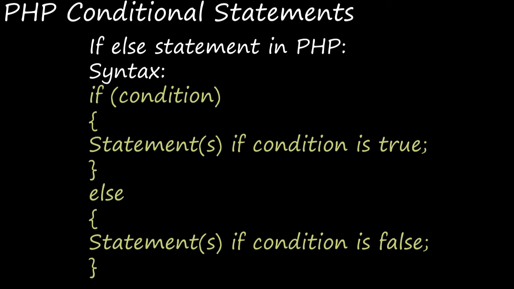If it is false, another statement, another set of code will be executed. See the syntax, then you will get a full idea about this. If this condition is true, this first statement will be executed. Else, if that specific condition is false, then the next set of statements will be executed. Understood? See this example, then you will get a clear idea of this.